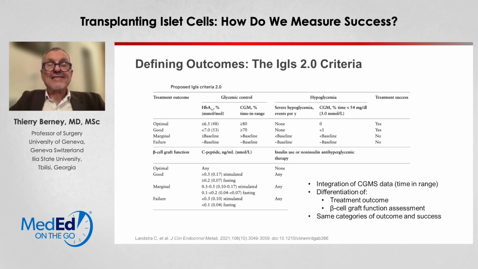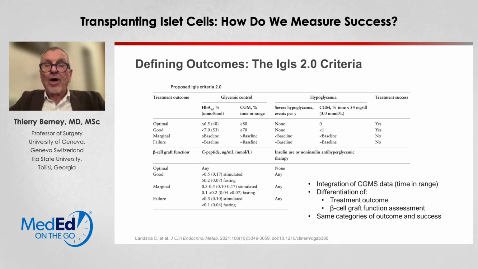Of course, since these criteria were devised and published, there has been a lot of progress with continuous glucose monitoring, pumps and sensors for diabetic patients. And new criteria were defined incorporating the CGMS values. And this was published last year, and we call that the Eagles 2.0 criteria.